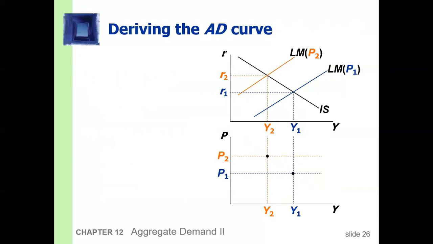You can see it again from this graph: when the price changes, the LM curve changes, and the interest rate increases. So investment decreases, and output and income move to the left from Y1 to Y2. So you can see the final result of the aggregate demand and how to derive the aggregate demand curve.